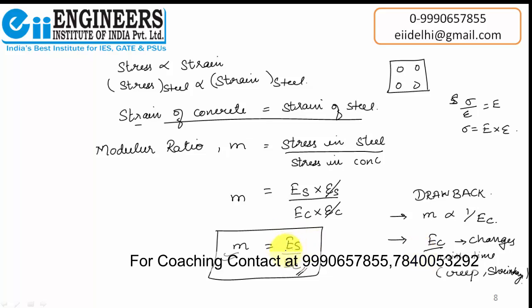If we are talking about steel, steel is made in factories, so steel's Young's modulus will not change, but this Young's modulus will change. That is the reason for one more drawback: this whole WSM is based on modular ratio, but modular ratio is not a constant thing because it depends on EC, and EC changes with time. So this is one more drawback.